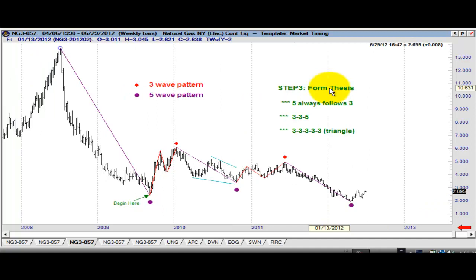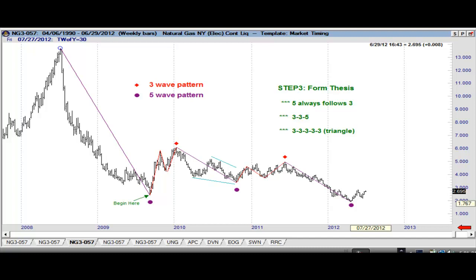Now that I've explained the 3 scenarios, it's time to form our thesis. In two of the scenarios, 5 always follows 3, and in the triangle interpretation, the end result after each pattern completes is down, so expect new lows. In the 3-3-5 pattern, we expect an impulsive move from here to take out these highs. With the odds in my favor to the downside, my thesis will be that the market will trade sideways to down near term.